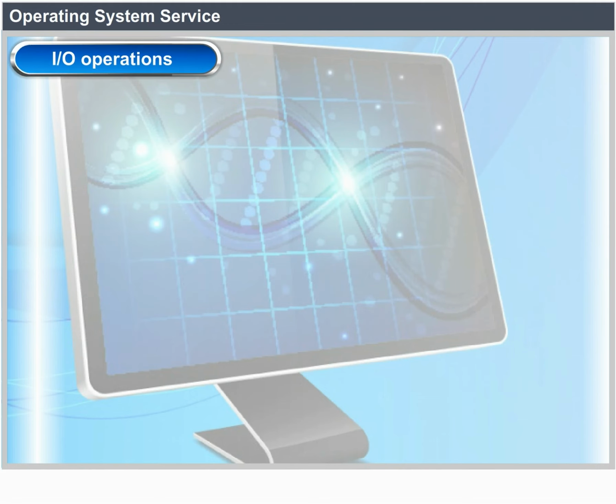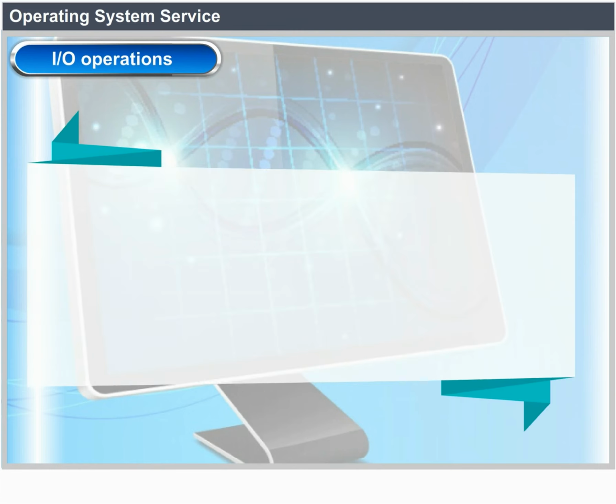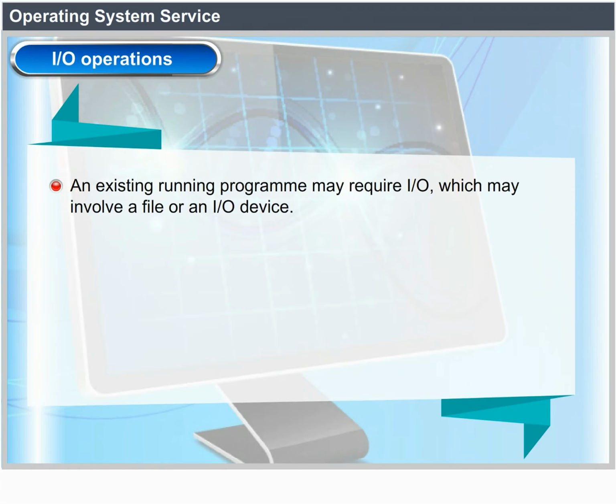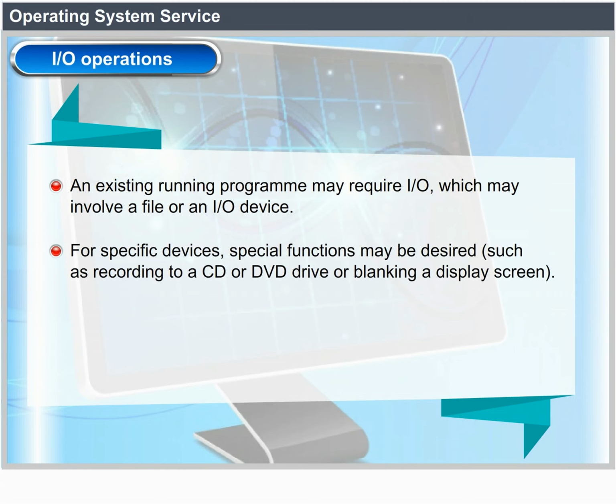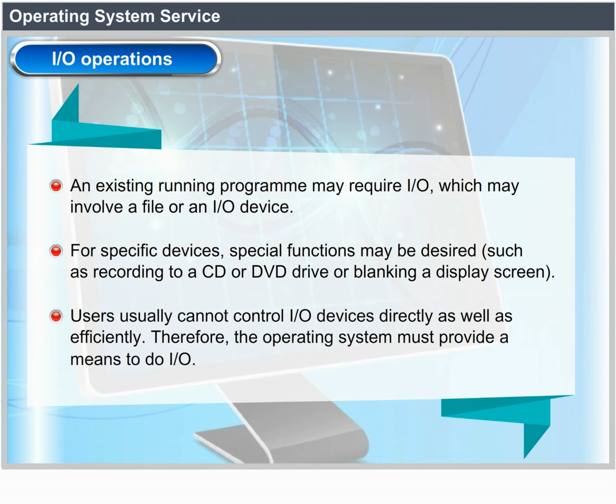Input-output operations. A running program may require input-output, which may involve a file or an input-output device. For specific devices, special functions may be desired, such as recording to a CD or DVD drive or blanking a display screen. For efficiency and protection, users usually cannot control input-output devices directly. Therefore, the operating system must provide a means to do input-output.